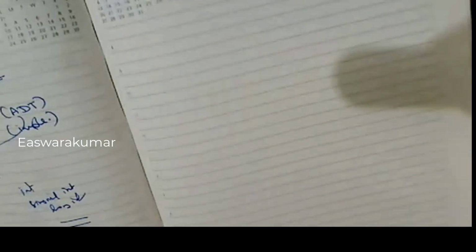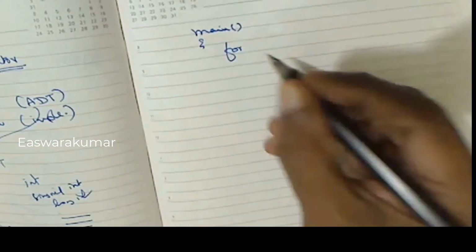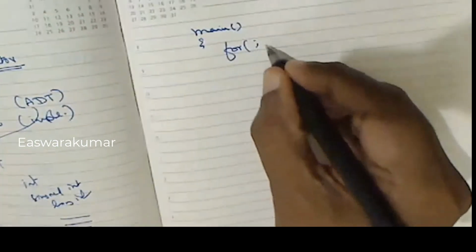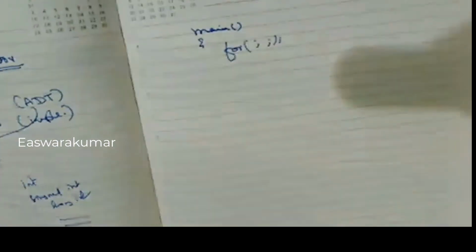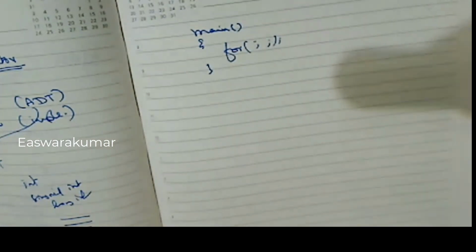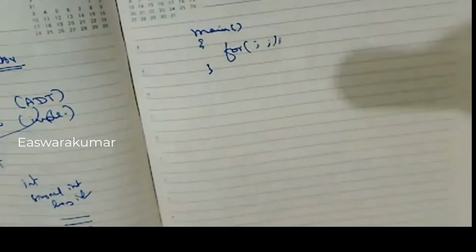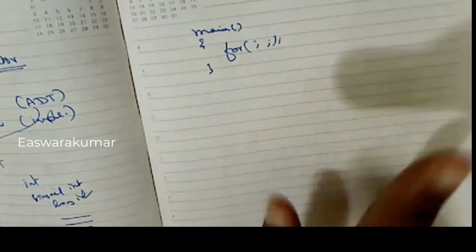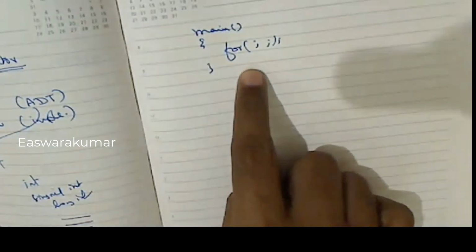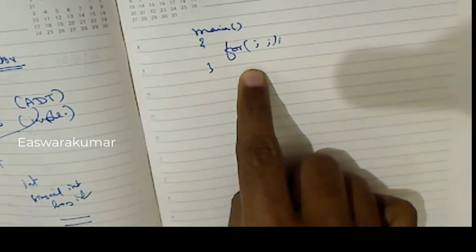One small example again. Let us take a C program. I write a main function. In the main function, I write a statement: semicolon, semicolon, semicolon, then I close the main function. This is my C program. Can I say this is a program? That's my first question. Can I say this is a program? Yes or no?